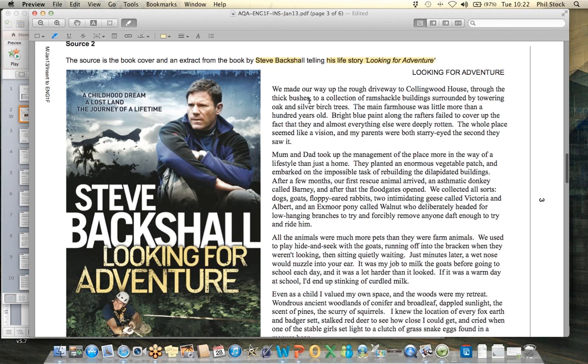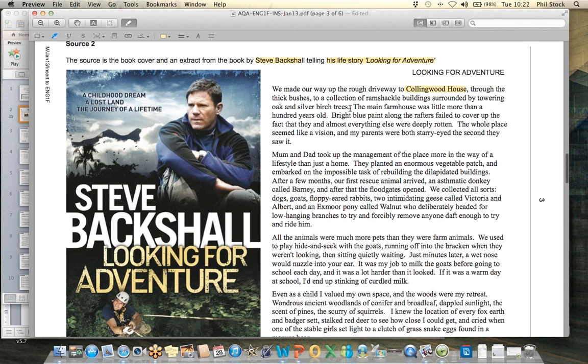We made our way up the rough driveway to Collingwood House, through the thick bushes to a collection of ramshackle buildings surrounded by towering oak and silver birch trees. Now already this is a different type of text. And I already thought it would be, because I realised it was a life story, from a book, and even though it's about one particular person, it reads more like a story a little bit, in the way that somebody's trying to set a particular scene. And for some reason this place, Collingwood House, is important. I'm not sure what it is yet, but I'm just going to recognise the fact that it's cropped up.